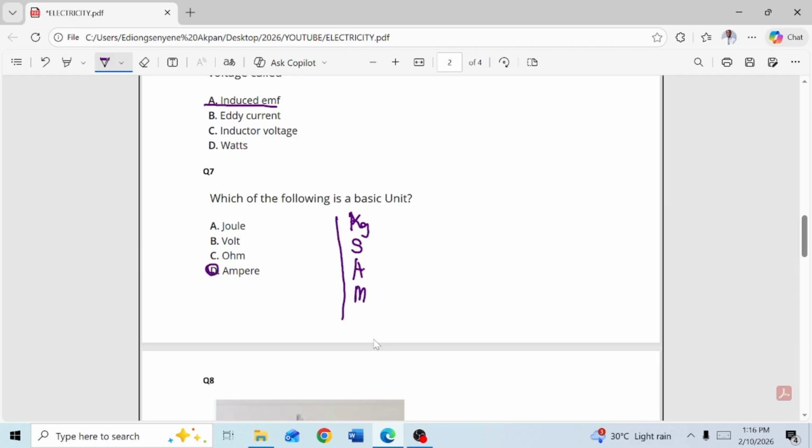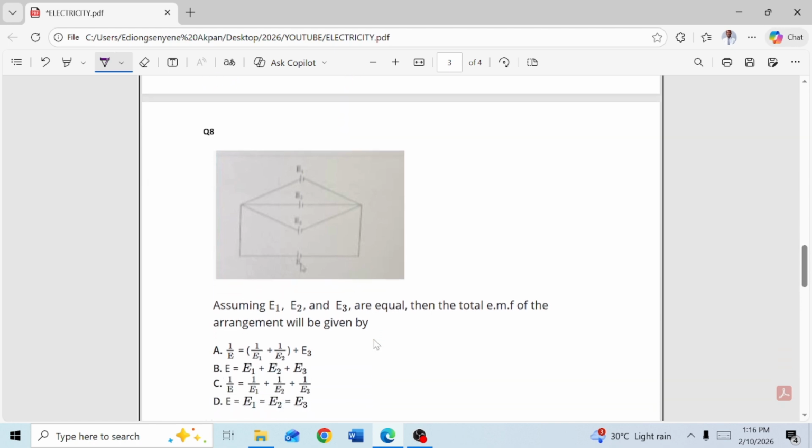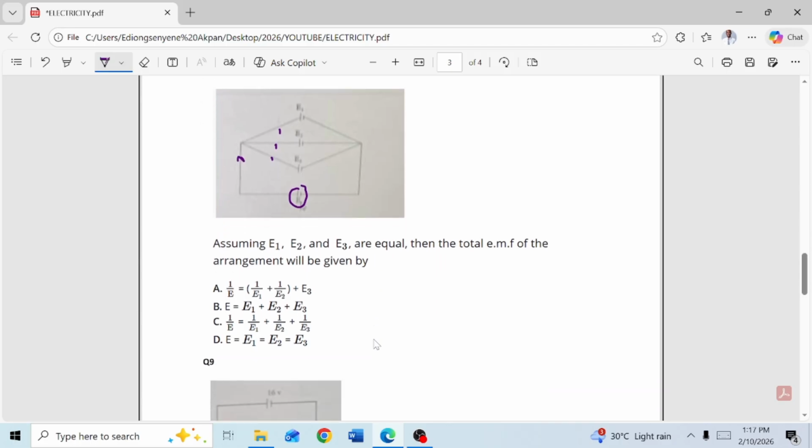Take notes. Number 8. Assuming E1, E2, E3 are equal, then the total EMF of the arrangement will be given by dash. Now, when cells are connected in parallel, they share the same EMF. So the answer will be E equals E1 equals E2 equals E3.